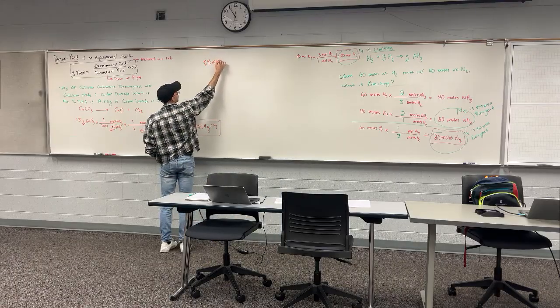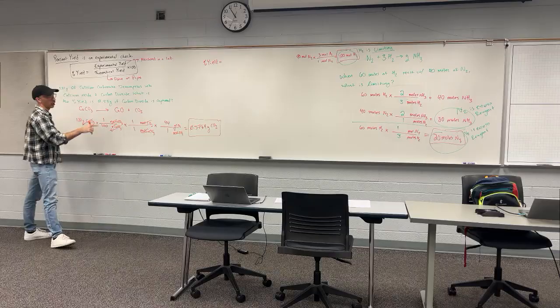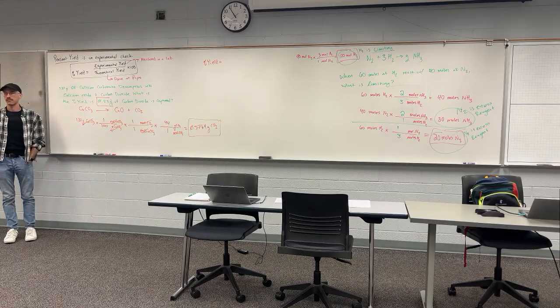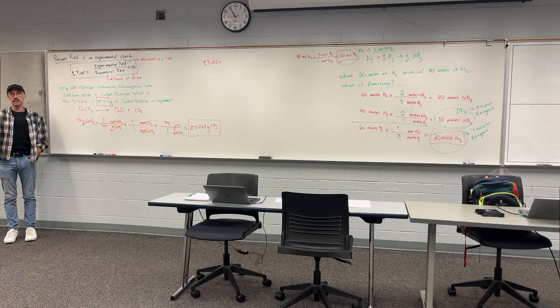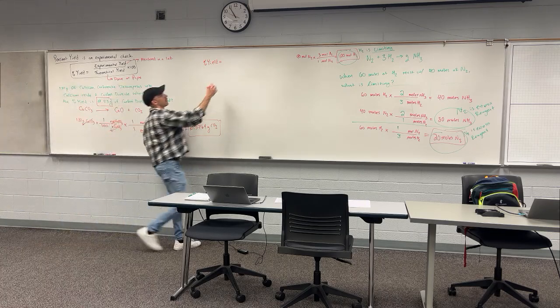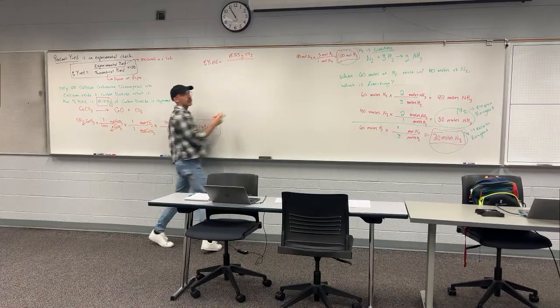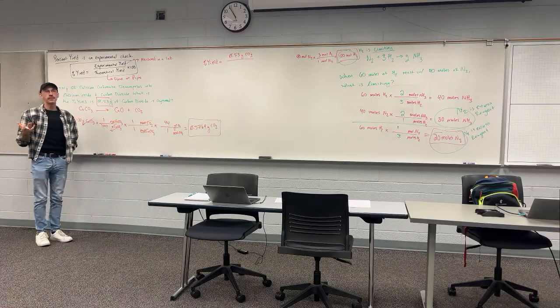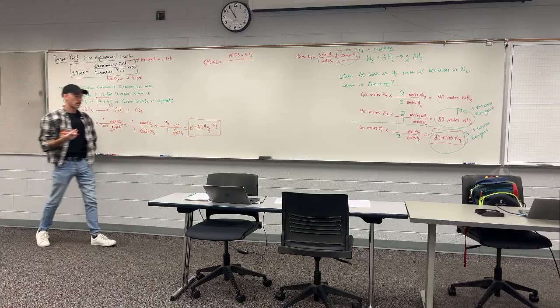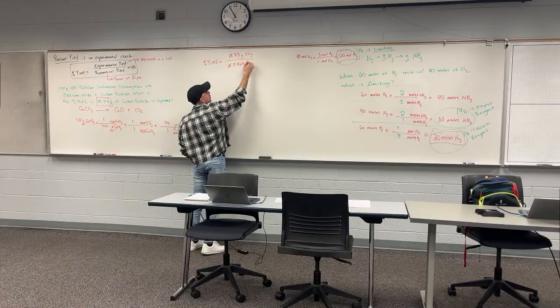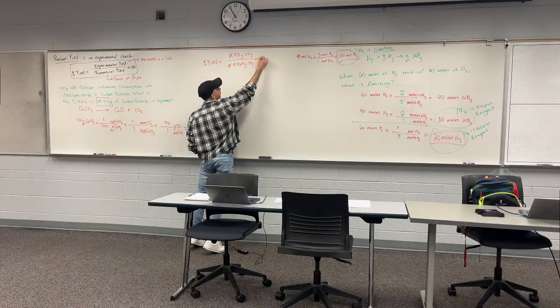When I do my percent yield calculation, which of these numbers should go on top? 0.57 or 0.53? Which is the actual yield? What was actually weighed in the experiment? 0.53. And how much should I have gotten in theory? 0.5764. Times 100.